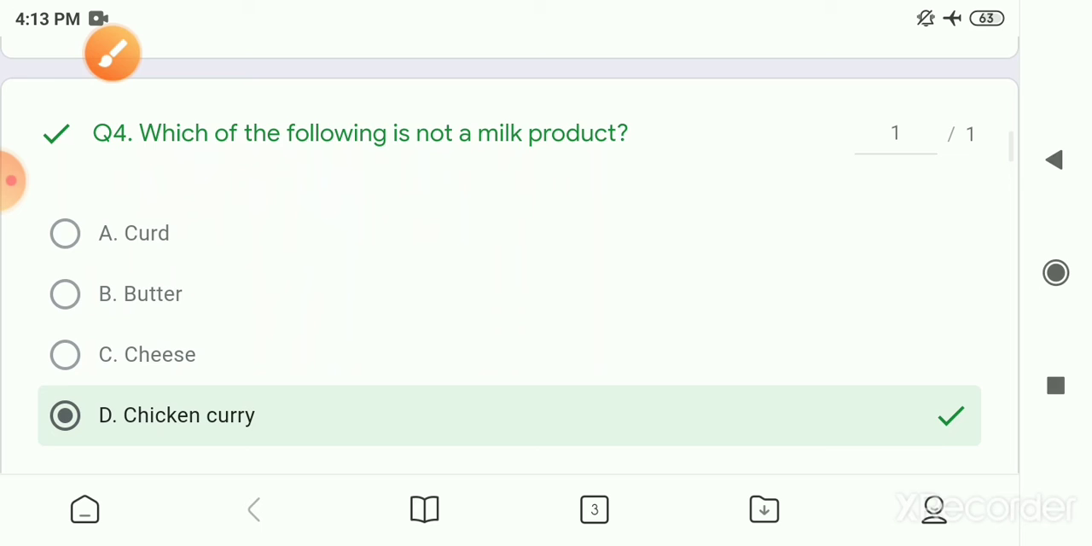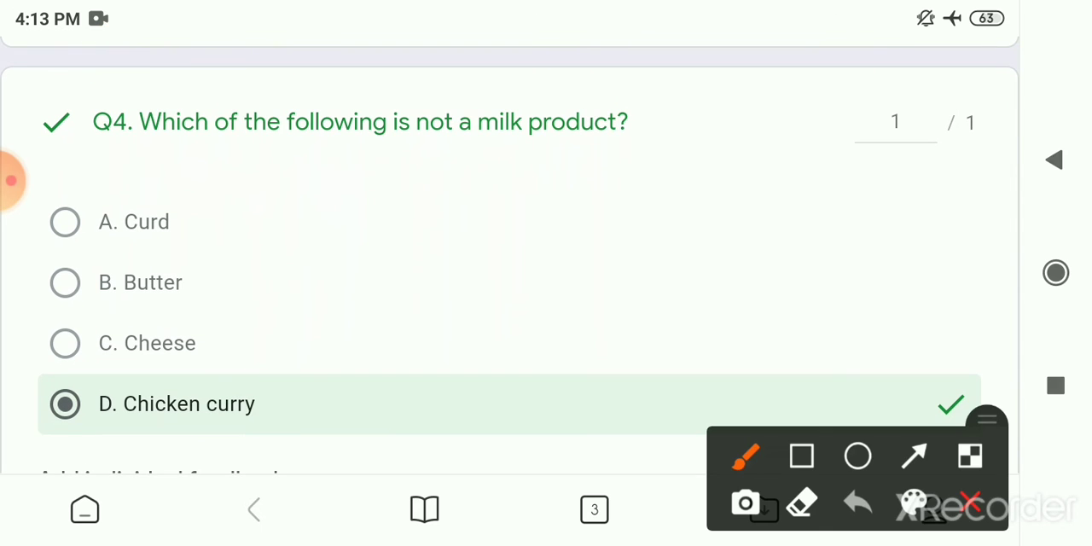Next is fourth number, which of the following is not a milk product? The options are curd, butter, cheese or chicken curry. So here your answer is option D, that is chicken curry. Chicken curry is not the milk product. The rest of the three options, that is curd, butter and cheese, we are getting from the milk, or the main source is milk. So here your answer is option D.